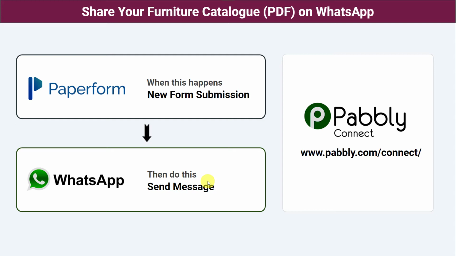So this will be a time consuming and a tiresome process, and it becomes quite difficult if you have a large number of customers. The second option is you can create an automation so that whenever a new form is submitted, you receive the details, and automatically a message along with the furniture catalog is sent to the customers. But here there is one problem, that there is no direct connection between paper form and WhatsApp. So how to do this?